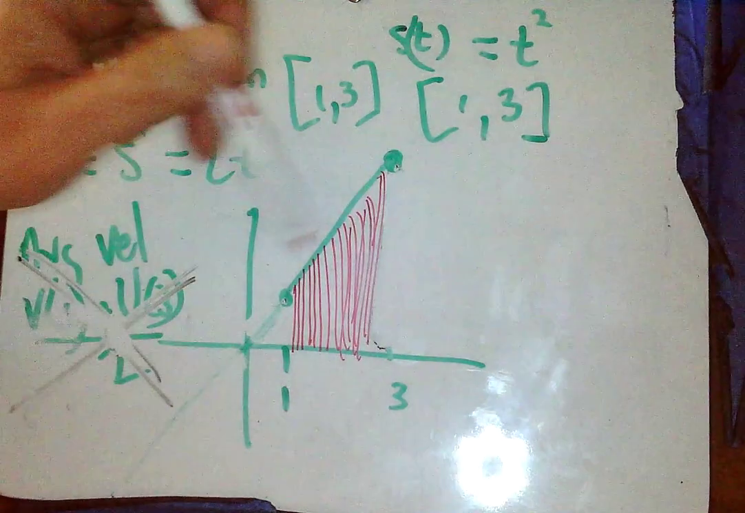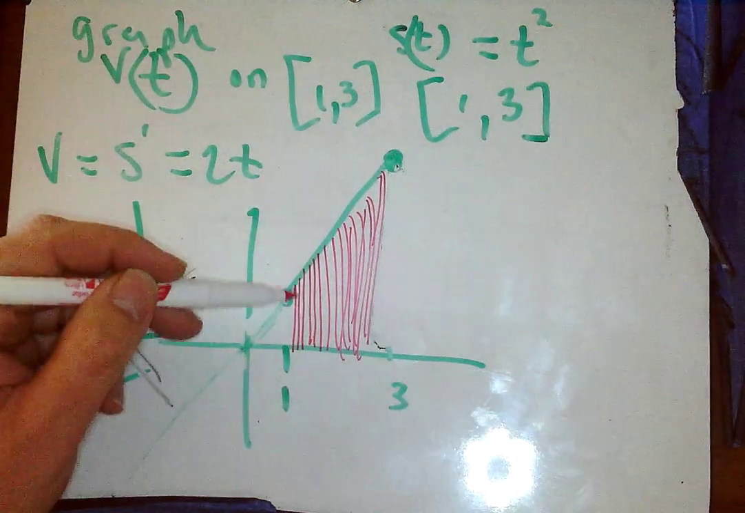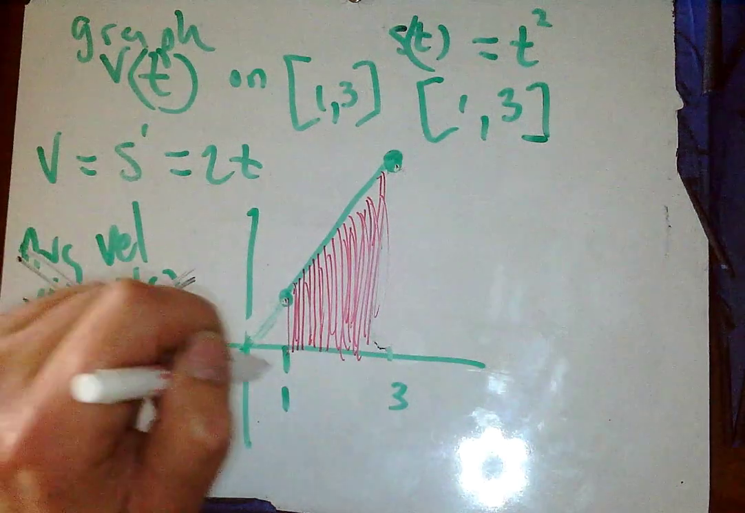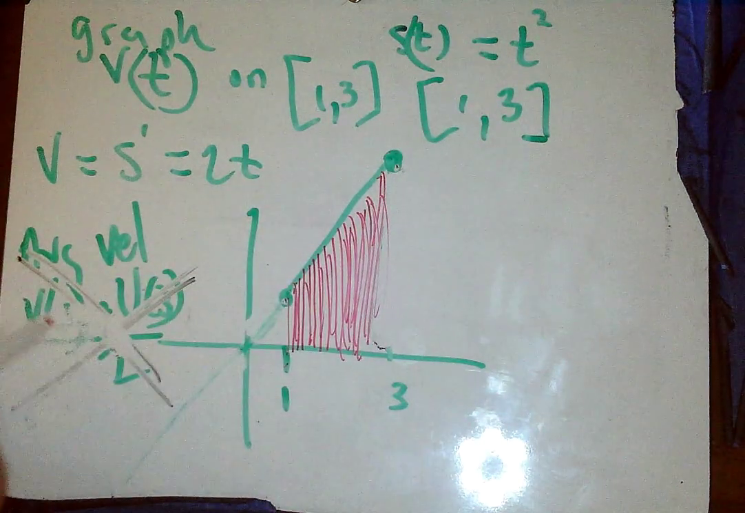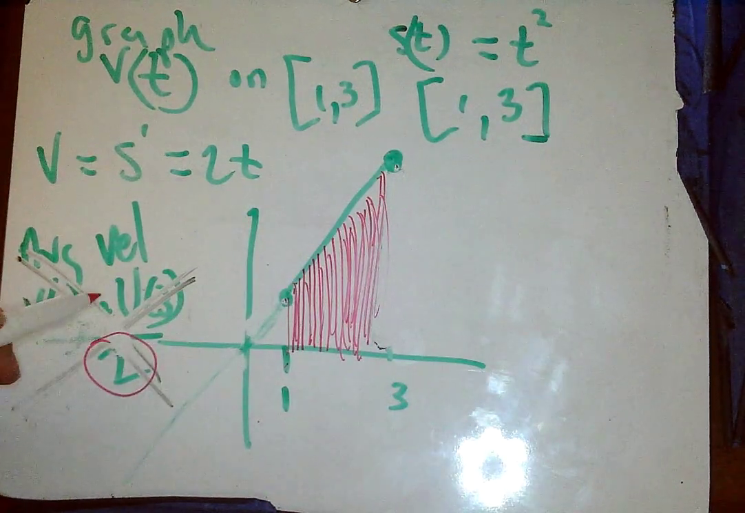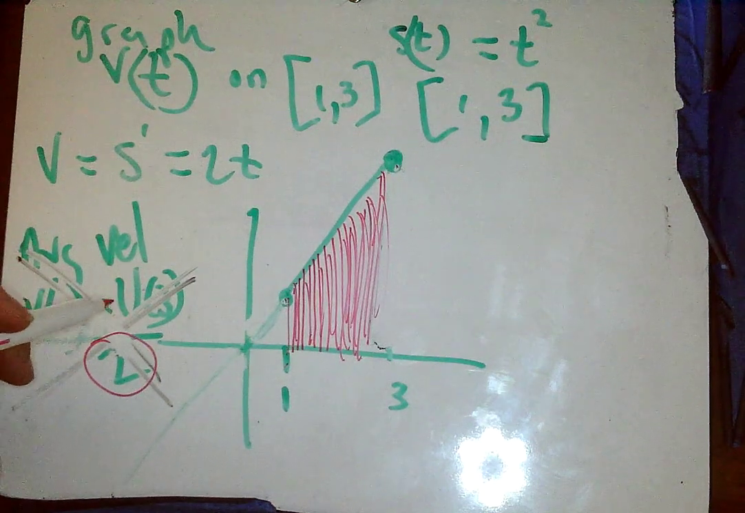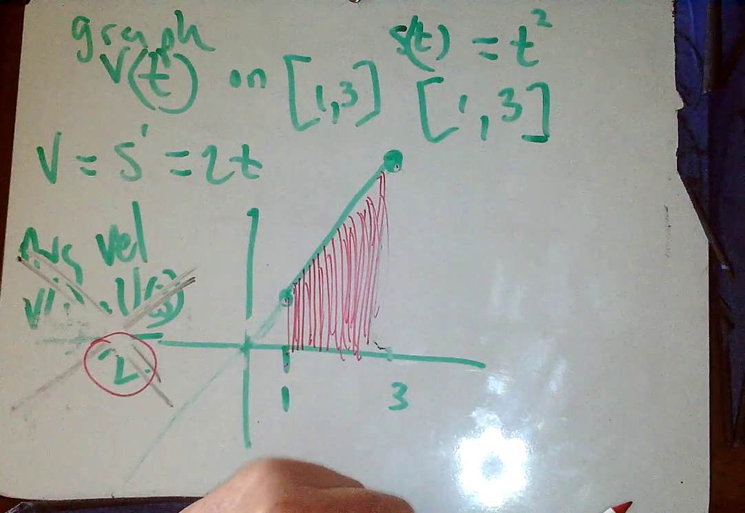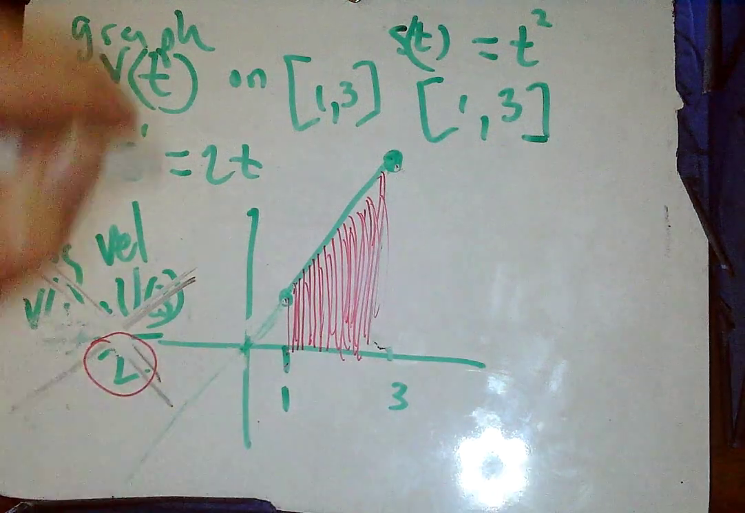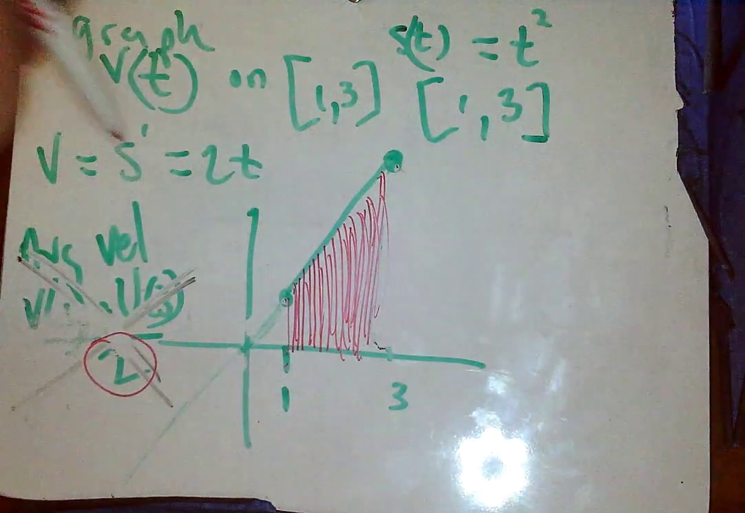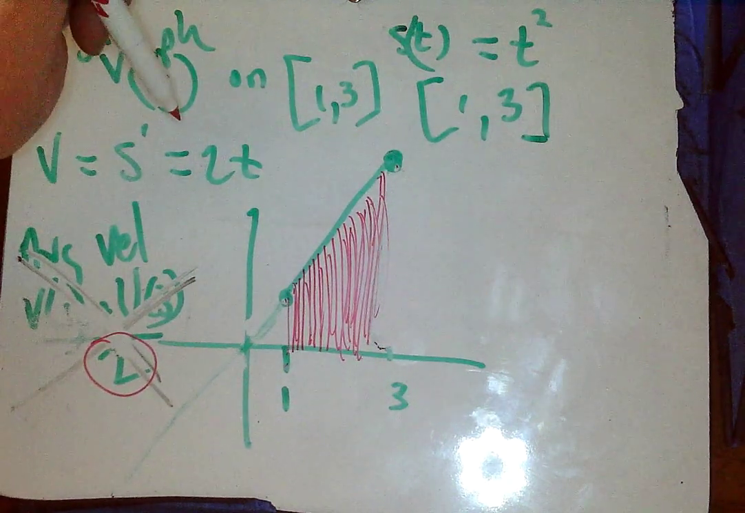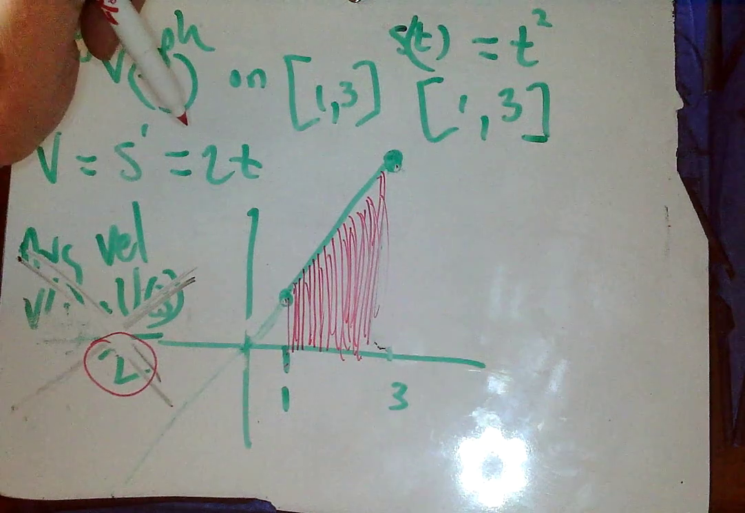And so what I really need to do here is add up the infinite number of heights from 1 to 3, and then divide, not by 2 numbers, but by the infinite number of numbers here, right? So finding average velocity is adding up all the velocities and dividing it by how many you had.